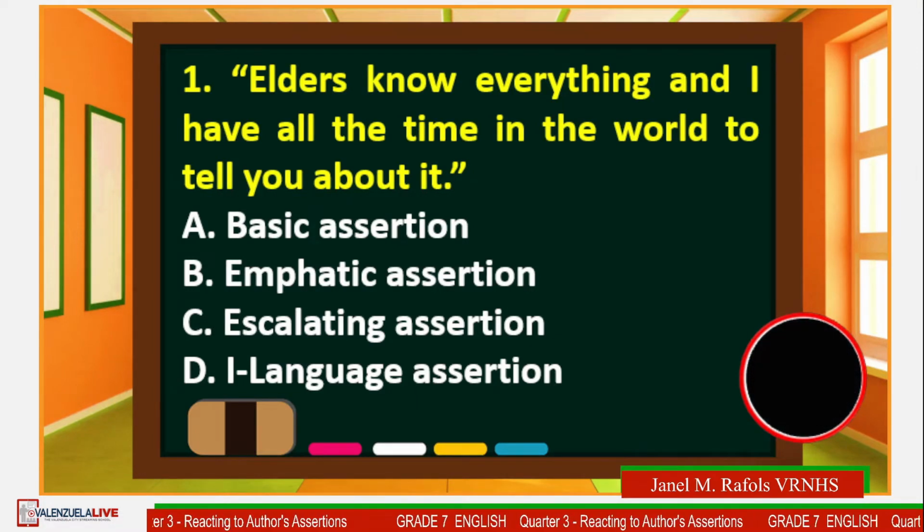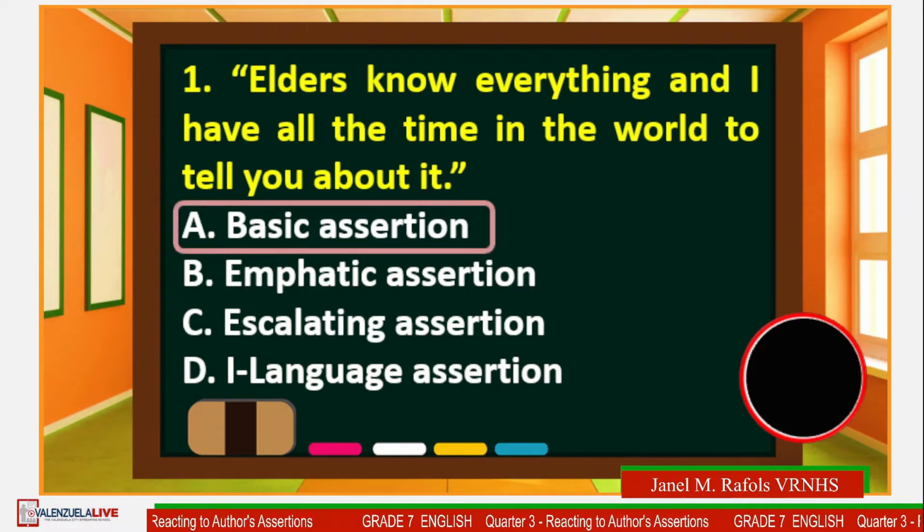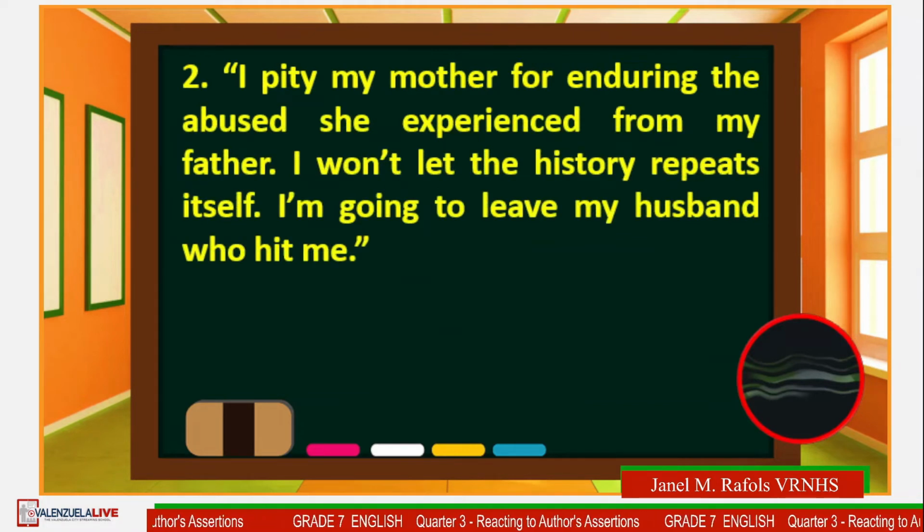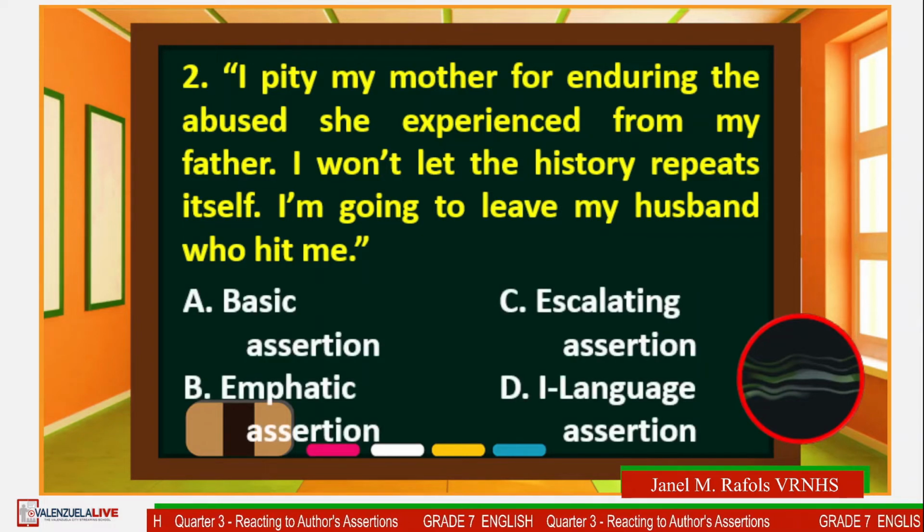The correct answer is A. Basic assertion. Number 2. I pity my mother for enduring the abuse she experienced from my father. I won't let the history repeat itself. I'm going to leave my husband who hit me. A. Basic assertion. B. Emphatic assertion. C. Escalating assertion. Or D. I-language assertion.